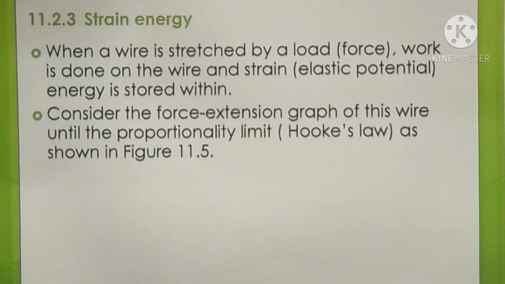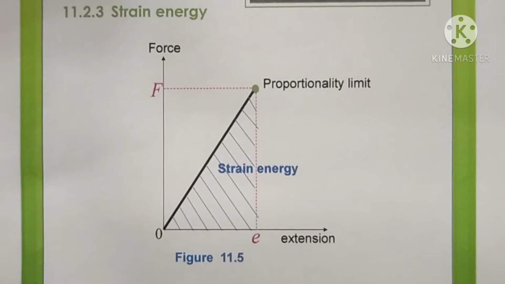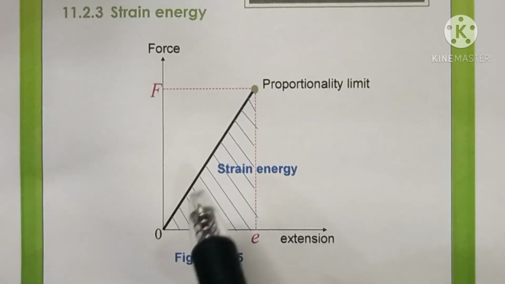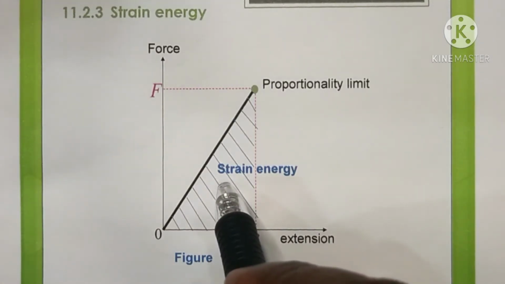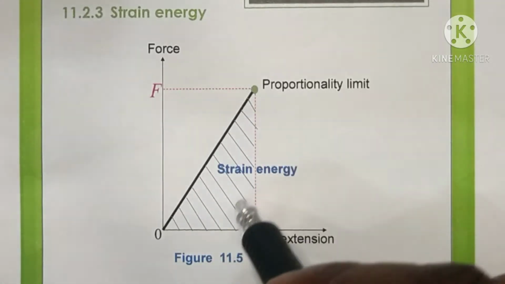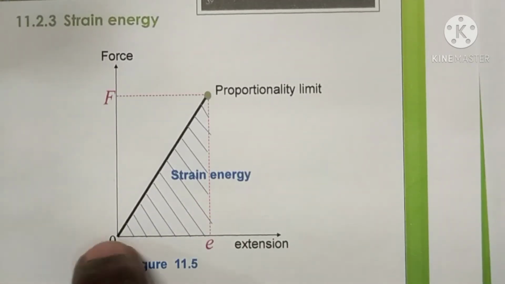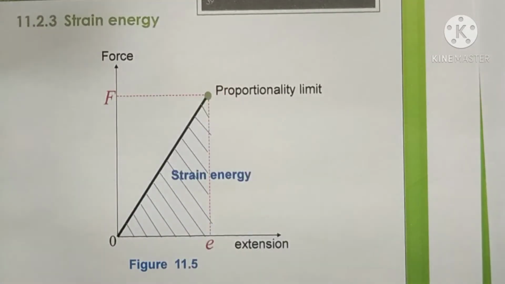And from figure 11.5, for the graph of force against extension, the total work done here is equal to strain energy, and it is the shaded area. Once we know that the area below the graph is the strain energy, we can find the strain energy by finding the area of this triangle.